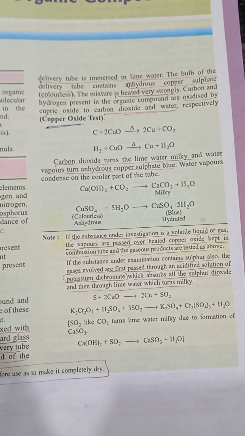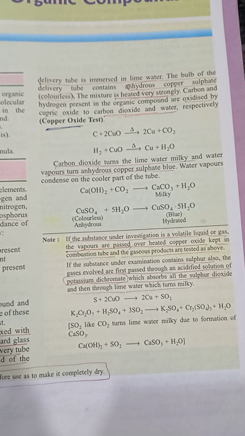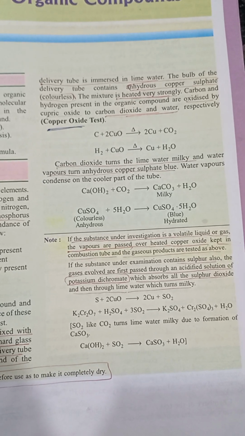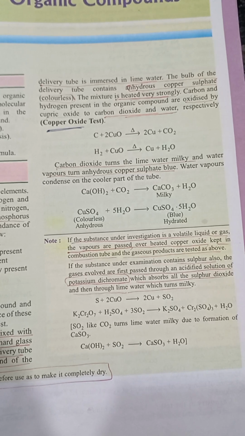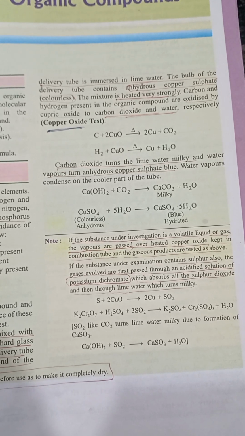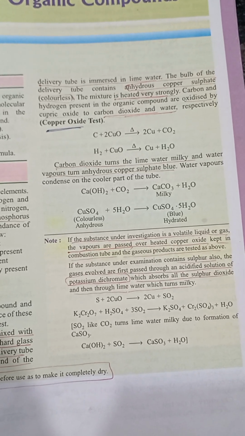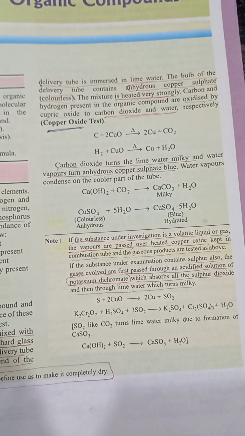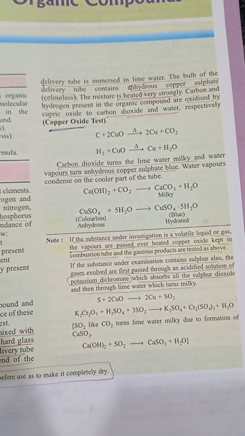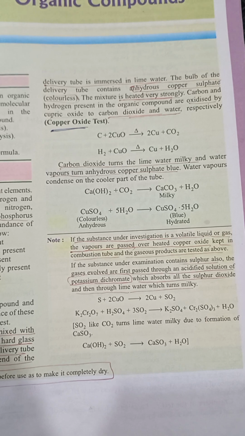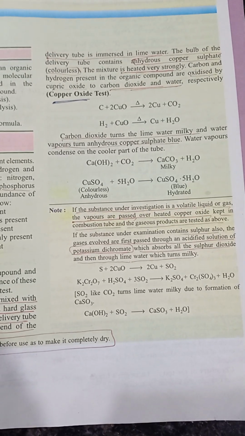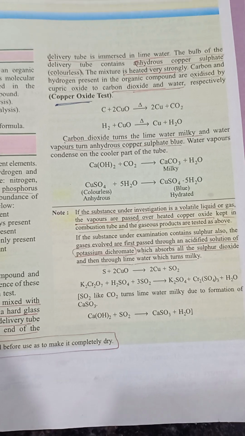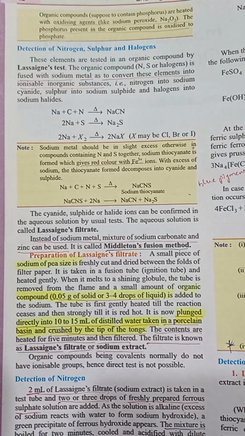Here you can see the following reactions. Sulfur reacts with copper oxide to form copper and sulfur dioxide, and acidified potassium dichromate further reacts with sulfur dioxide to form potassium sulfate, chromium sulfate, and water. SO2, like CO2, turns lime water milky due to formation of calcium sulfite. Calcium hydroxide reacts with sulfur dioxide to form calcium sulfite and water.